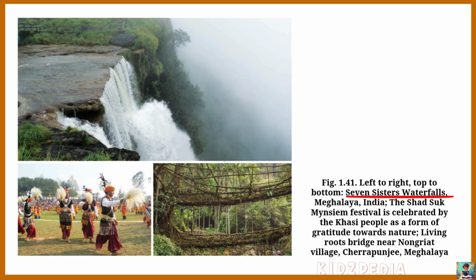Seven Sisters Waterfalls, Meghalaya, India. It is called Seven Sisters Waterfalls because the water flows down in 7 separate streams side by side. These waterfalls come down from the high cliffs of the Meghalaya Plateau, creating a very beautiful and powerful natural sight.